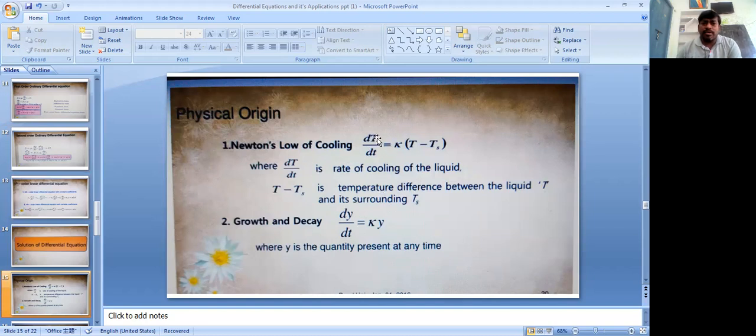Therefore, the formula is dT by dt equals k times T minus Ts, where dT by dt is the rate of cooling of the given liquid. T minus Ts is the temperature difference between the liquid T and its surrounding Ts. Surrounding means air temperature or room temperature. Generally we can use room temperature, Ts equal to 30 degrees. Growth and decay: for growth, dy by dt is equal to positive k into y. For decay, dy by dt is equal to minus k into y, where y is the quantity present at any time.